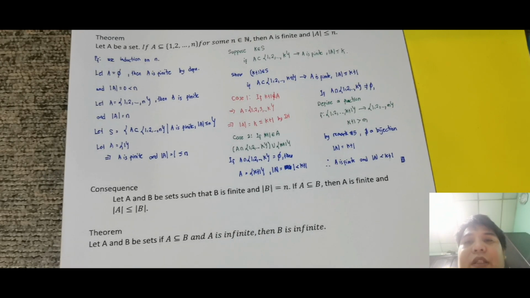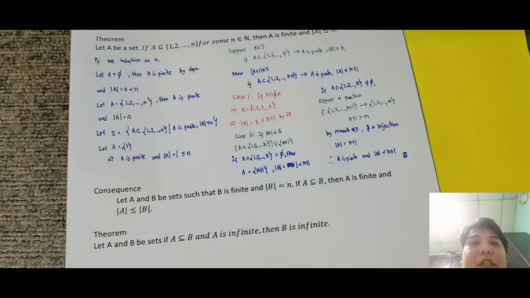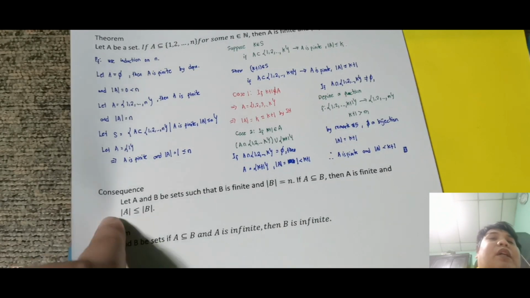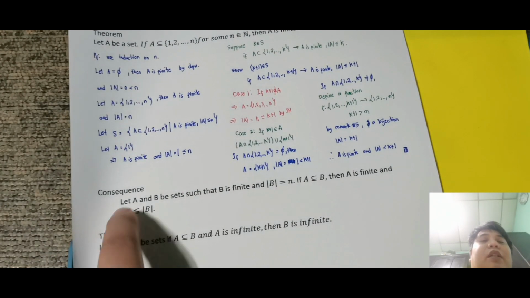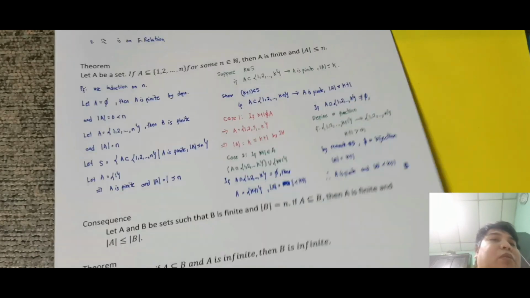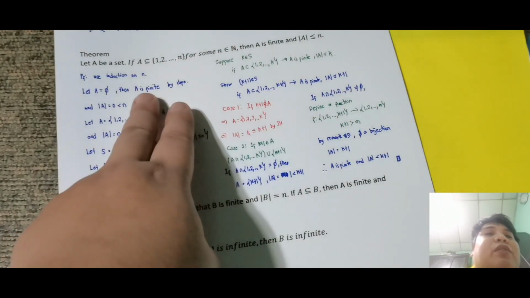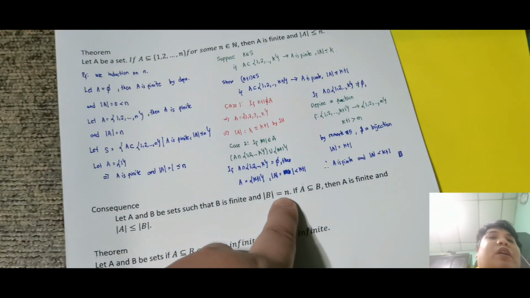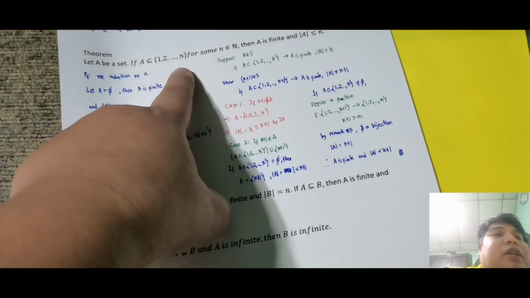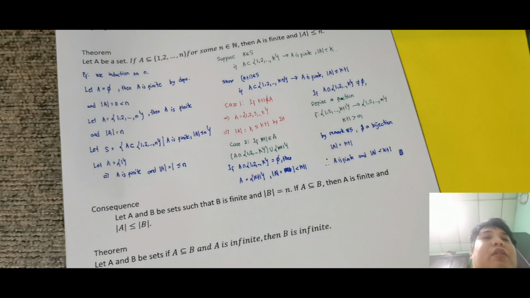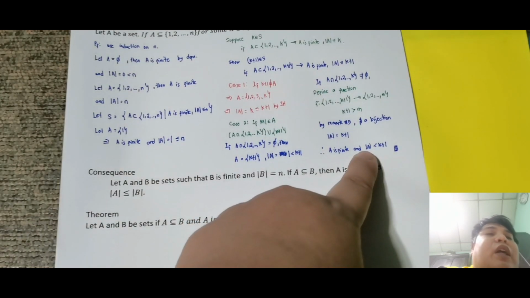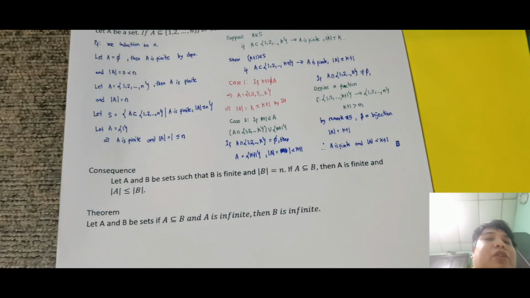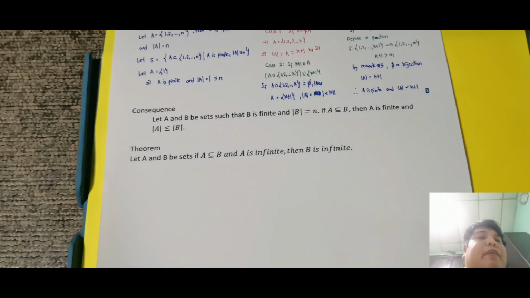So, consequence nito. Let A and B be sets such that B is finite and the cardinality of B is equal to n. If A is a subset of B, then A is finite, and the cardinality of A is less than or equal to the cardinality of B. So, kung papansin mo, paano siya ipoprove? Almost the same lang siya nito. Ang pinagkaiba lang, may comparison na. Almost the same kasi ito lang, cardinality of B is equal to n. So parang ito yung B, 1, 2, 3 up to n. So almost the same yung magiging proving. Okay, so pinagkaiba lang magiging conclusion mo, the cardinality of A is less than or equal to cardinality of B. Almost the same yung magiging way or approach ng proving. So tandaan din yan.